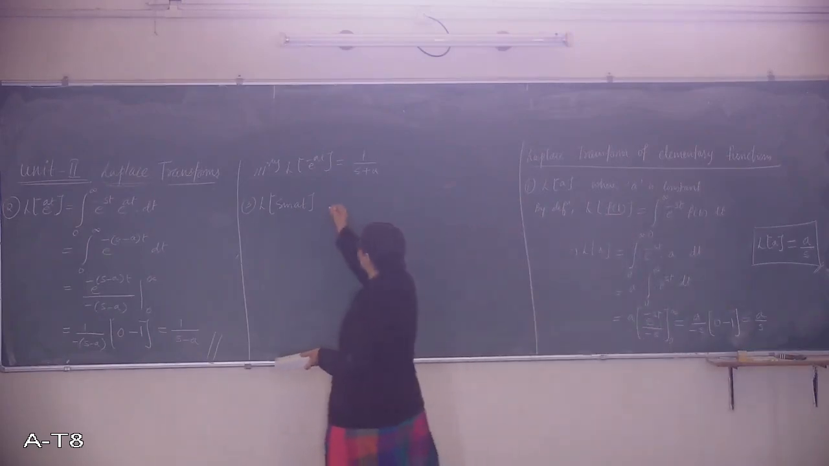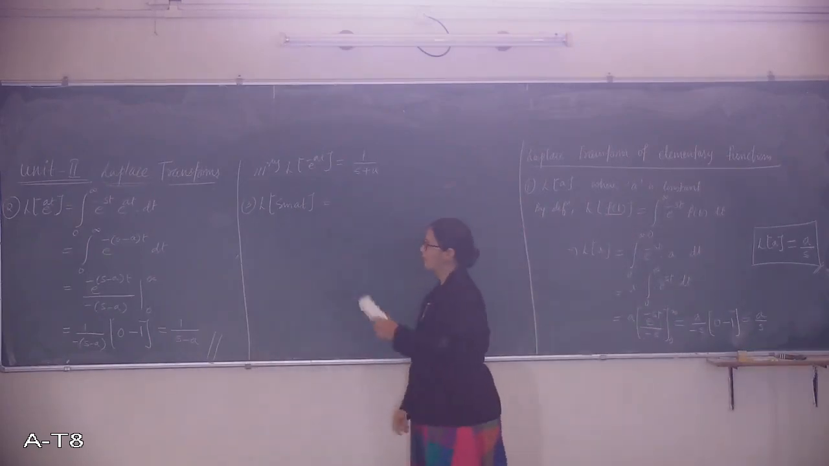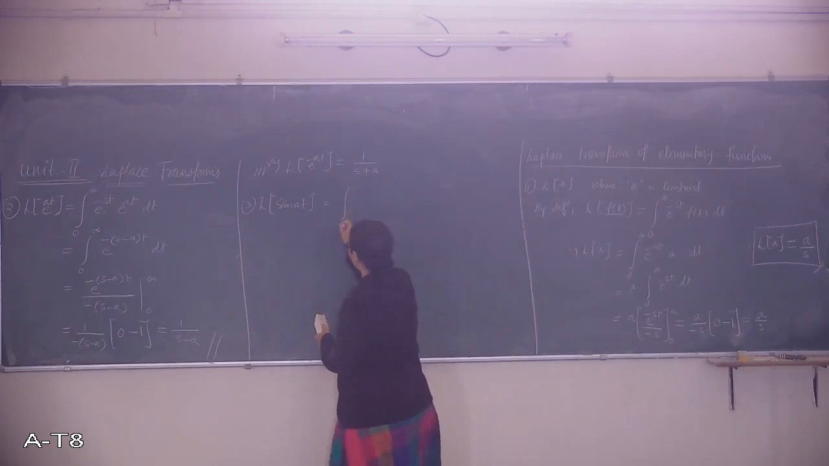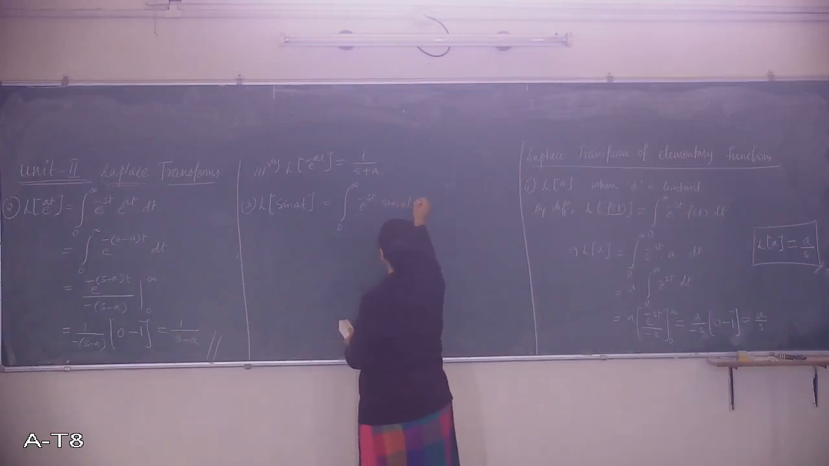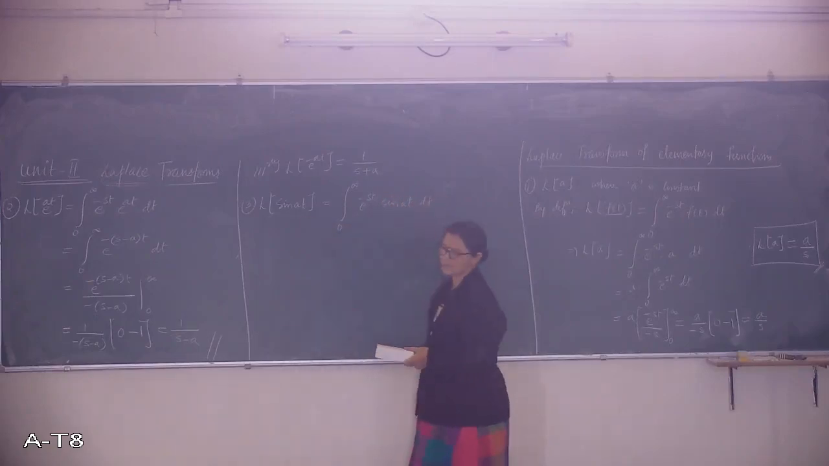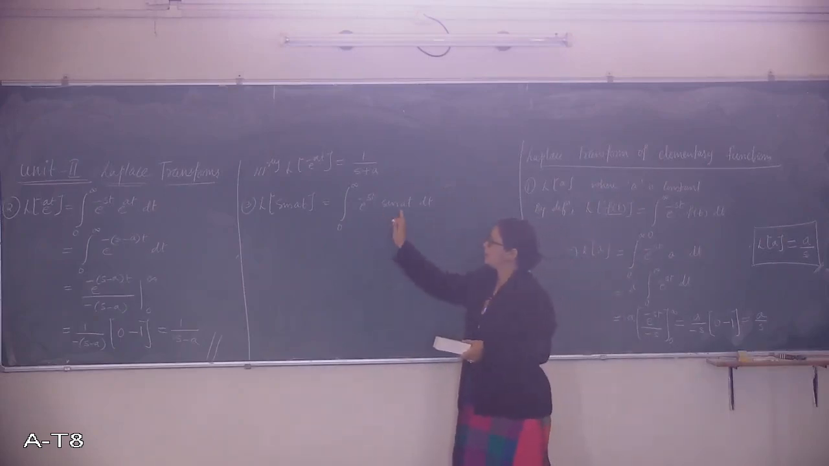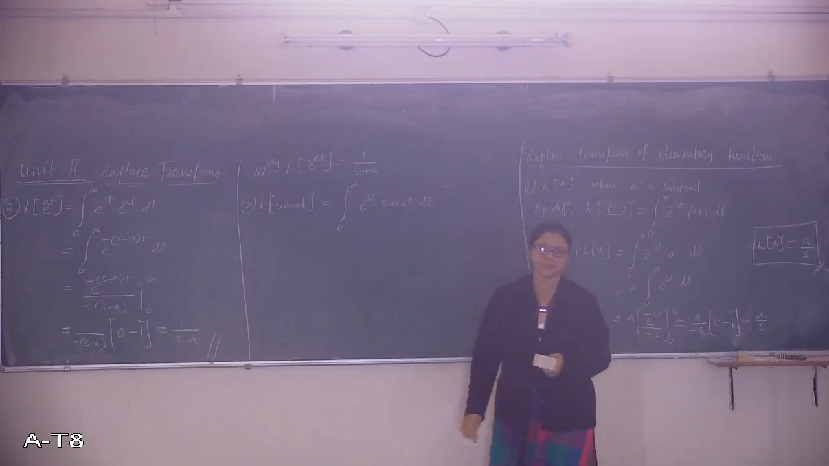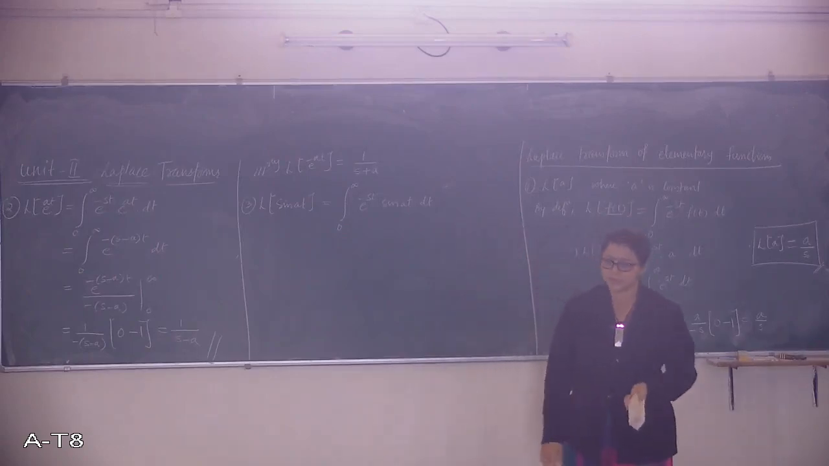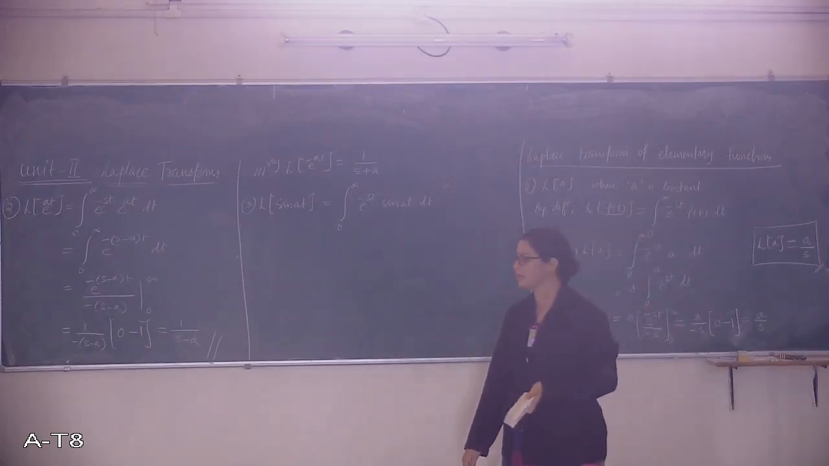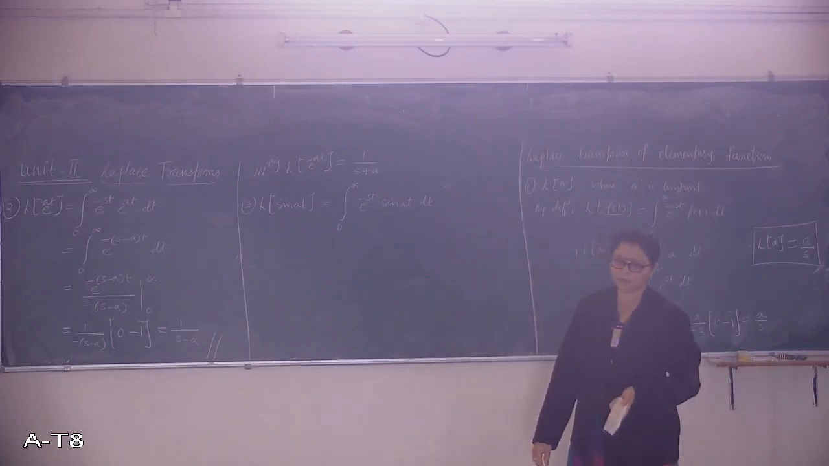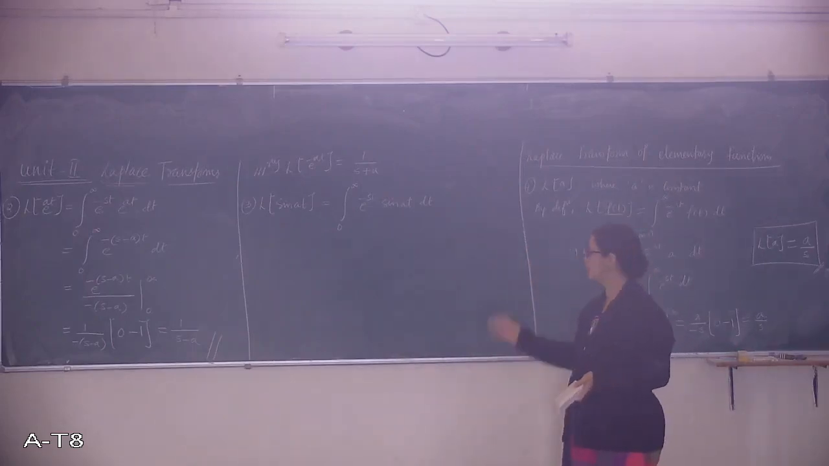So by the definition, it is defined as the integration from 0 to infinity of e to the power minus st sine of at dt, because your f of t is nothing but sine at. Now we need to integrate this. Can you easily integrate this? If you apply Bernoulli's rule of integration or integration by parts, what will we get?